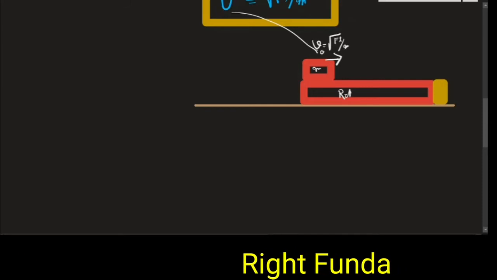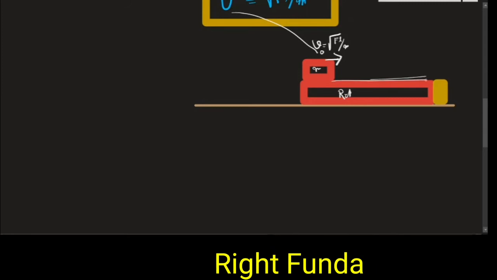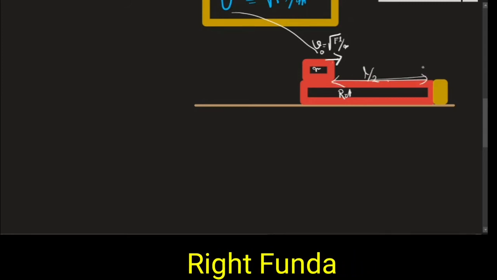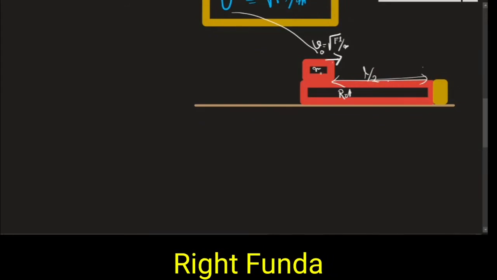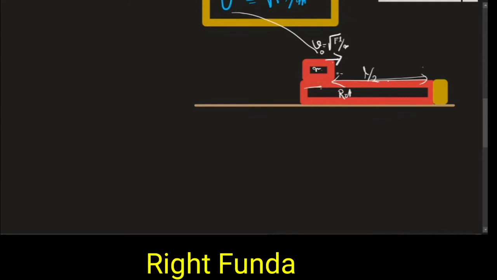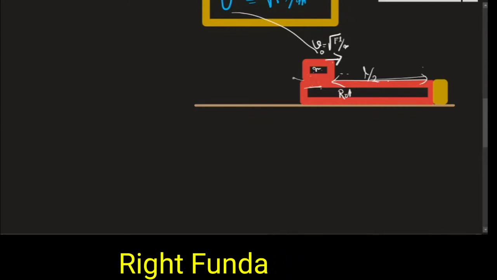I can call this the initial velocity, or u. And it travels from here to here, and this length is given to us as L by 2. And from here to here, as it's moving, what forces will be acting on it? Now the lower block has come to rest and the upper block starts moving, so it is sliding over the lower block. So now kinetic friction will act.